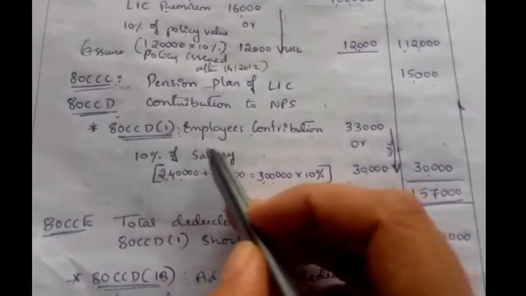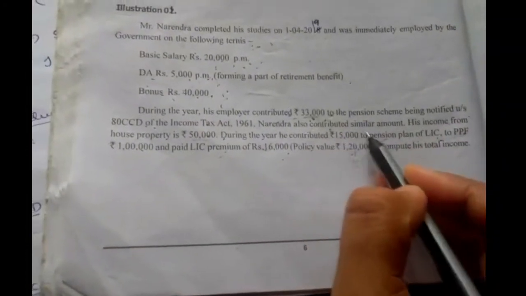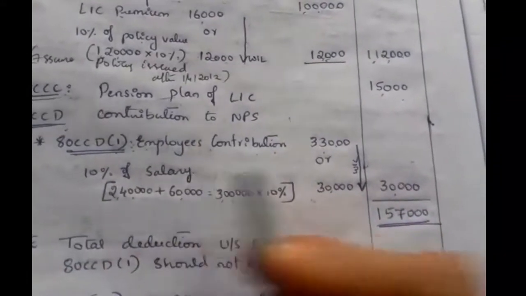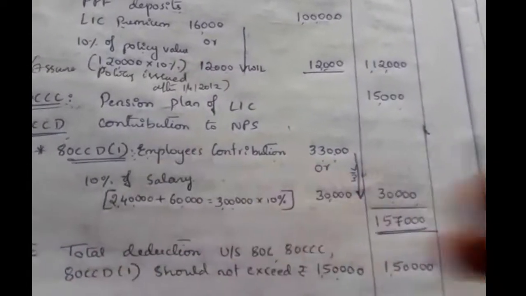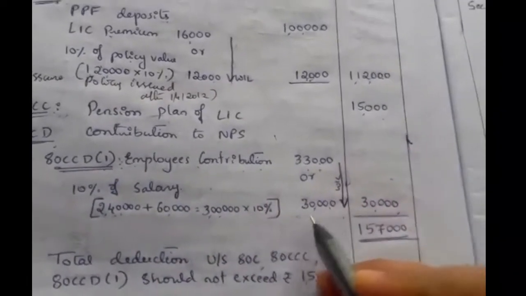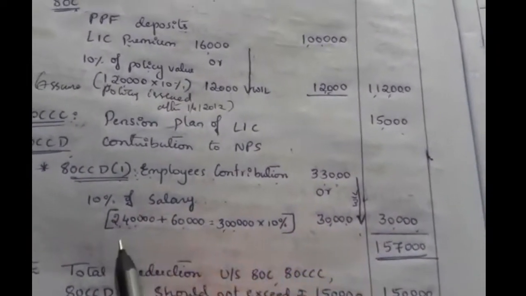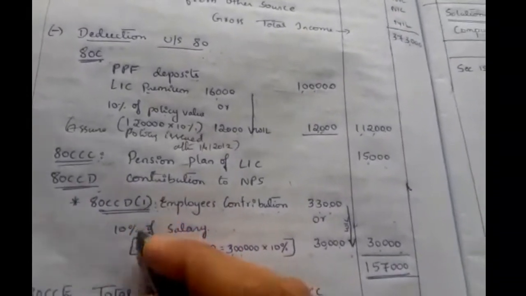Under 80CCD 1, that is for the employee's contribution. Here, how much did the employee contribute? Narendra contributed 33,000. The employee's contribution is 33,000 or 10% of salary, whichever is less, we have to take under the 80CCD 1 deduction. So up to 10% of salary he can claim, and more than that he cannot claim.